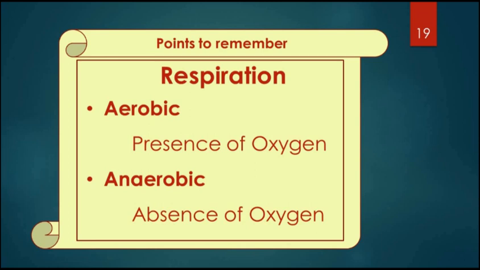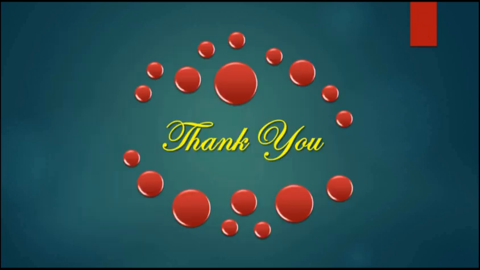Equation: glucose gets converted into pyruvate, and it can be converted into lactic acid and energy. Another example of anaerobic respiration, that is fermentation, takes place in yeast. Yeast is a fungus. First step is common for these 2, that is, glucose gets converted into pyruvate. Then it can be converted into ethyl alcohol or ethanol plus carbon dioxide plus energy. Hope it is clear. Thank you. Have a nice day.